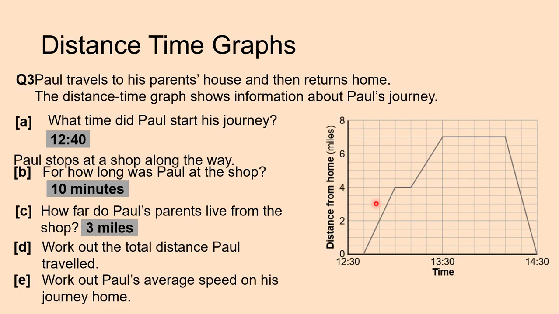Work out the total distance travelled by Paul. Well, he had to travel 7 miles there, and he travelled 7 miles home. Oh, sorry, so it's 14 miles. And we can calculate that his average speed on the journey home was 21 miles per hour because he travelled 7 miles in 20 minutes. So if you do 7 divided by 20, that gets you how many miles per minute. We times that by 60 and that gets you 21 miles per hour.